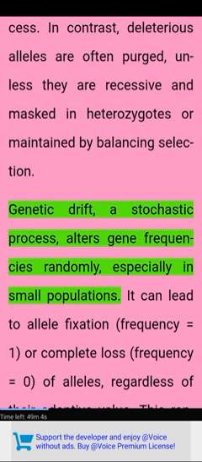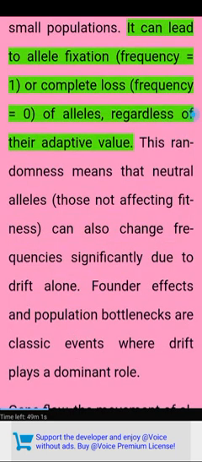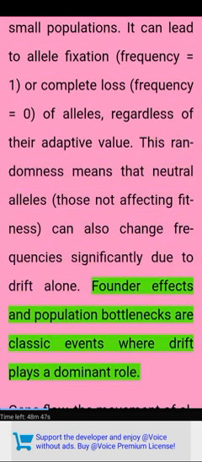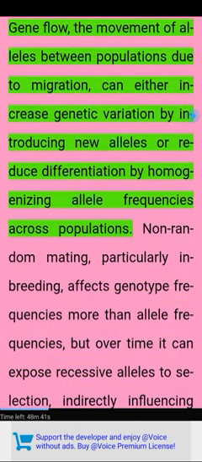Genetic drift, a stochastic process, alters gene frequencies randomly, especially in small populations. It can lead to allele fixation (frequency equals 1) or complete loss (frequency equals 0) of alleles, regardless of their adaptive value. This randomness means that neutral alleles, those not affecting fitness, can also change frequency significantly due to drift alone. Founder effects and population bottlenecks are classic events where drift plays a dominant role.